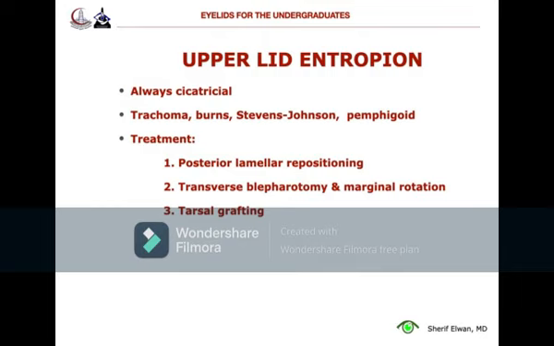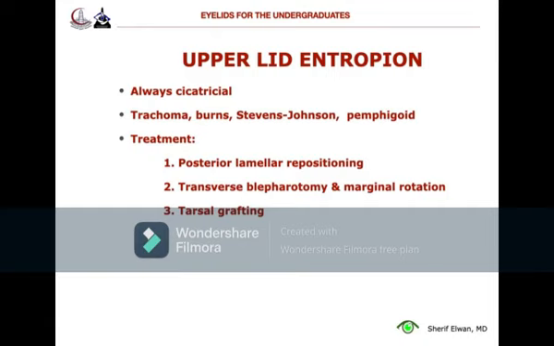Cicatrization means fibrosis. Fibrosis is known biologically and pathologically to be contracting. It contracts with passage of time. When the inner layer of the conjunctiva contracts, it becomes shorter than the outer layer, which is the skin, and this causes simple mechanical rolling of the lid margin.